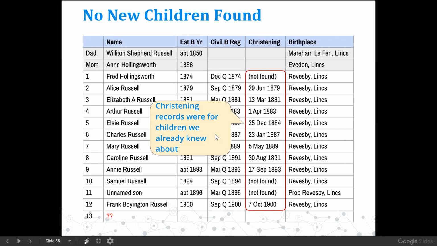So based on the fact that civil registration did not have a 13th child, and that christenings also did not have a 13th child, I'm leaning towards believing that when William and Anne gave their count of children in the census, they included Fred as one of those children and were not actually looking for a 13th child.